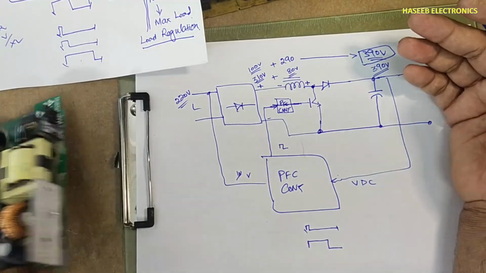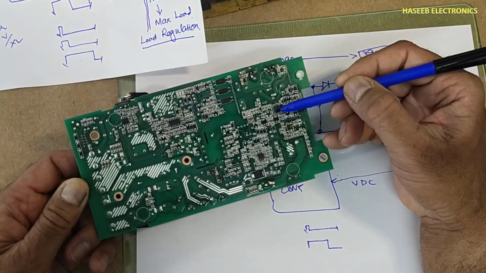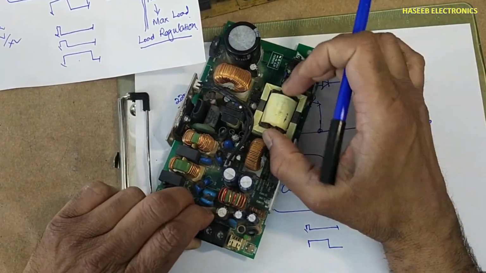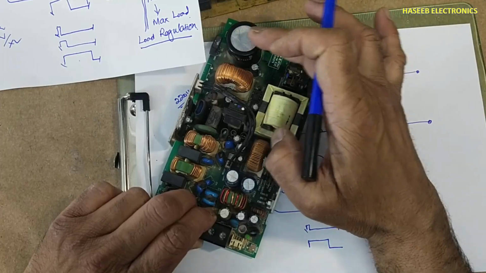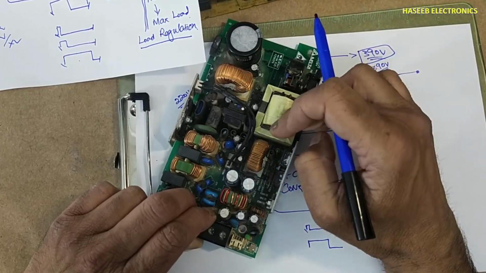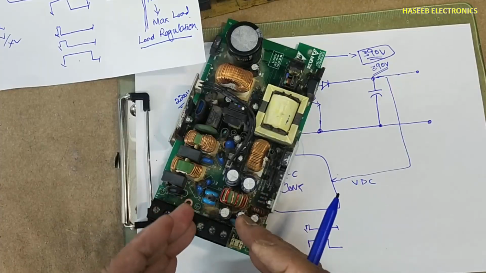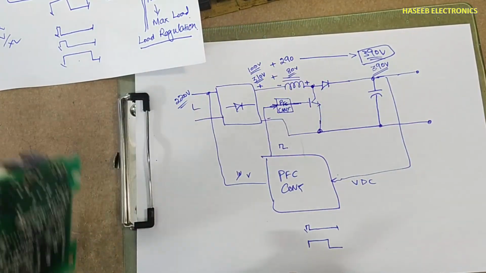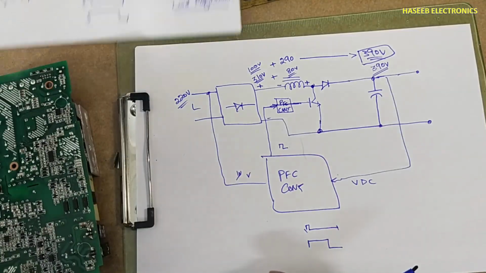Then the next duty for this SMPS controller, PWM controller, it will switch these MOSFETs, and these MOSFETs will drive this 390 volt to this transformer, and we will receive regulated output voltage. So this is the function of this PFC controller.